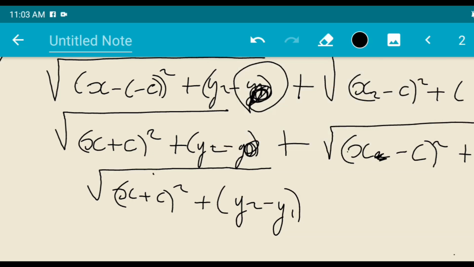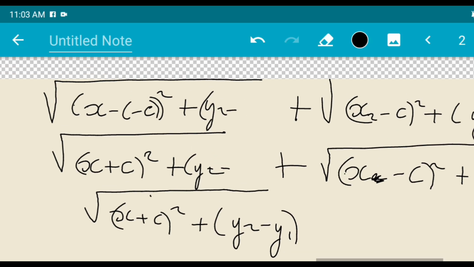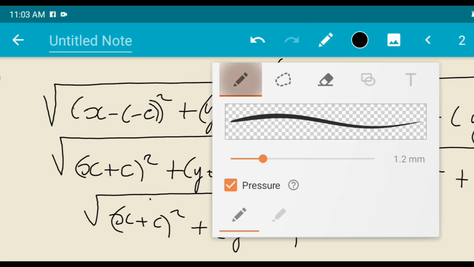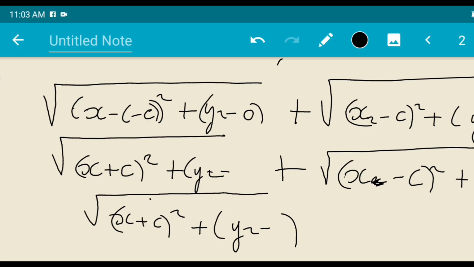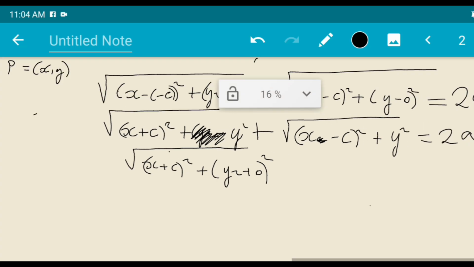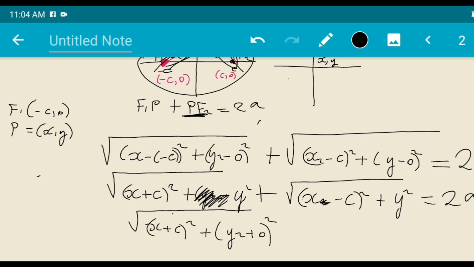So let's see. Oh, this as well. So this here is minus 0. And then all that we're going to remain with here is just y squared, because there's a square here. So plus 0 squared, which of course will just be y squared. It's the same thing. So the error has been corrected. Our y1 was supposed to be 0.